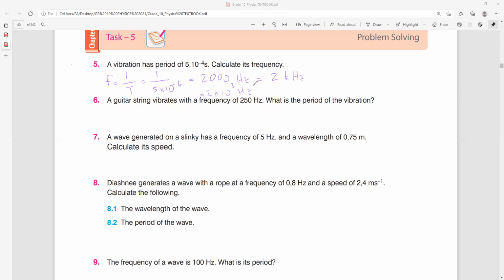Next question. Frequency is given, asking for the period. Just the opposite of this. Now you are going to write T equals 1 over F. Please try. You have 258 Hz. If you have 258 Hz, what is your period? Number 6. Please try.